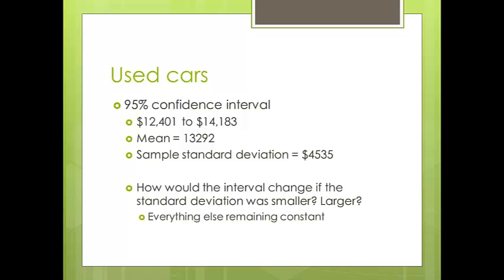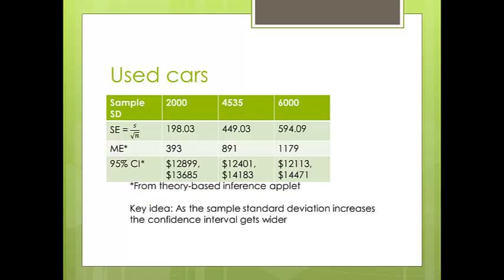If we compute a 95% confidence interval on the average asking price of Honda Civics on the internet, we get a 95% confidence interval of $12,401 up to $14,183. Now the sample mean was $13,292. The sample standard deviation was $4,535 for this data. So the question is, how would the interval change if the standard deviation was smaller, or if the standard deviation was larger, everything else remaining the same?